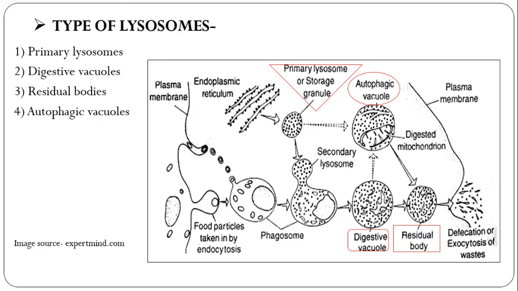So at present, four types of lysosomes are recognized, of which only the first is the primary lysosome, and the other three may be grouped together as secondary lysosomes. But the first is the main one. The first is primary lysosomes, and the remaining three are grouped as secondary lysosomes. Here the second group is the digestive vacuoles, residual bodies and autophagic vacuoles. Primary lysosomes are also called storage granules.